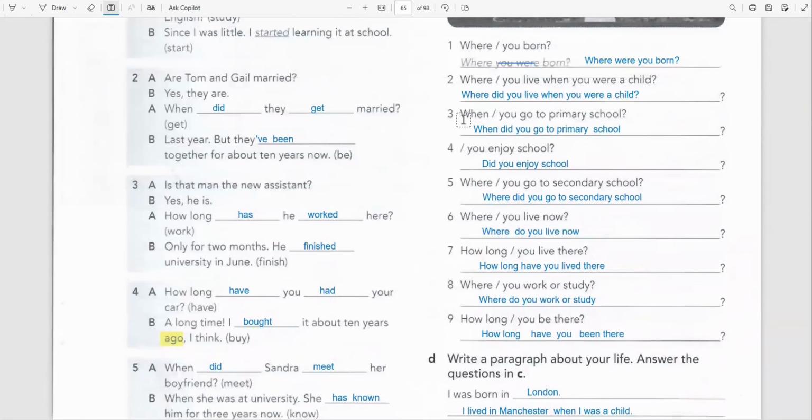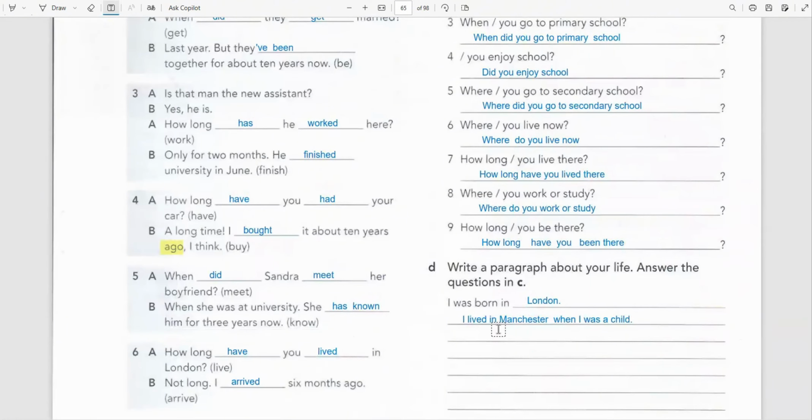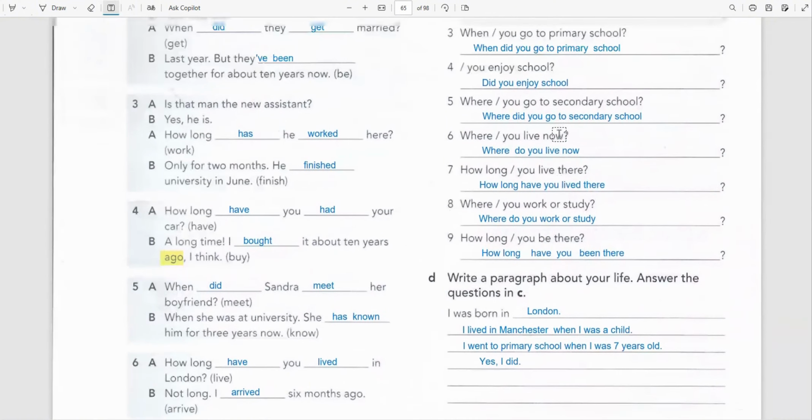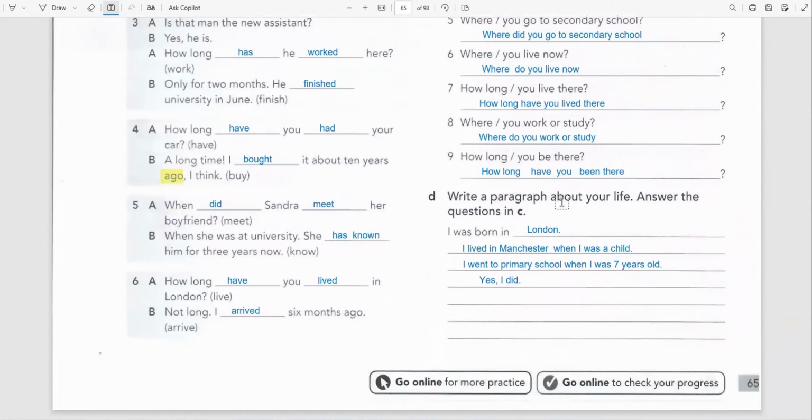So number one, I was born in London. Number two, where did you live when you were a child? Number three, when did you go to primary school? So I can say, I went to primary school when I was 7 years old, right? And then number four, did you enjoy school? Yes, I did. Okay. So number five, where did you go to secondary school?